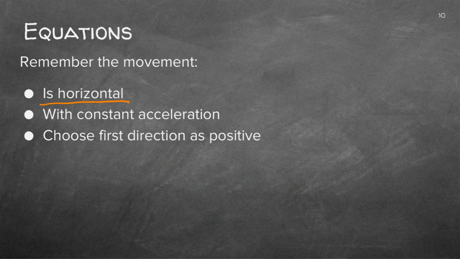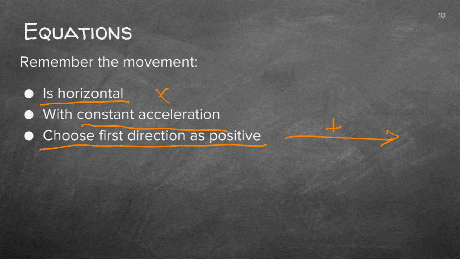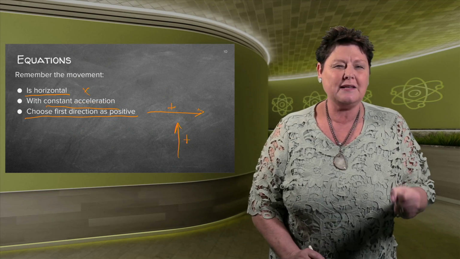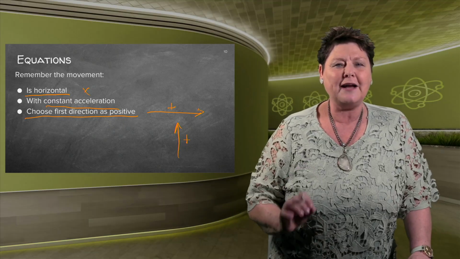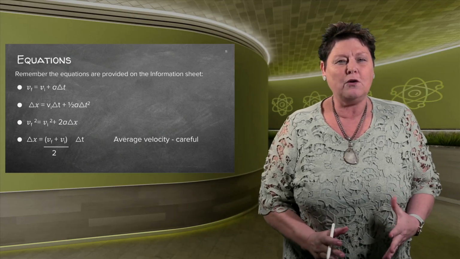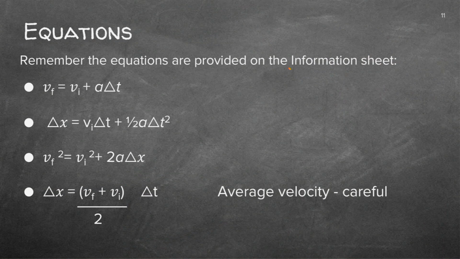Remember, it's horizontal, it's x. The a will always be constant. We don't work with change in acceleration. And when we choose our direction, we usually choose that if it's moving that way, that will be positive. If it's moving up, it will be positive. Make sure that you take these 3 bullets as a very important factor when you read your questions. Let's do quickly the 3 equations together. So, it will be provided on the information sheet.